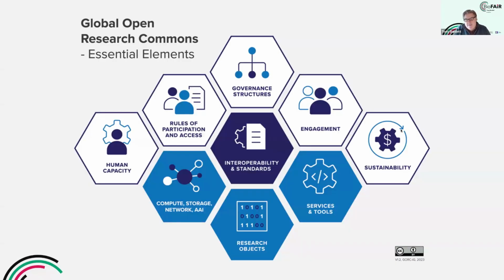And the thing that we're using as a North Star for BioFAIR is the Global Open Research Commons. The essential elements of the Global Open Research Commons model that's come out of an interest group, part of the Research Data Alliance, is shown here. There are 9 essential elements, but in BioFAIR we're thinking very much about how we ensure that our commons has all of these essential elements.